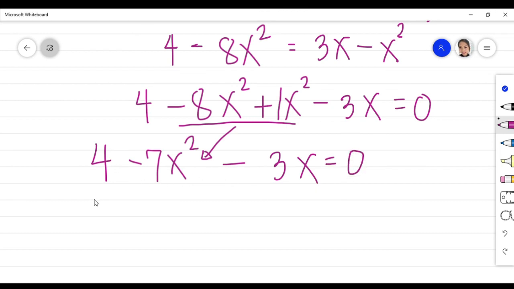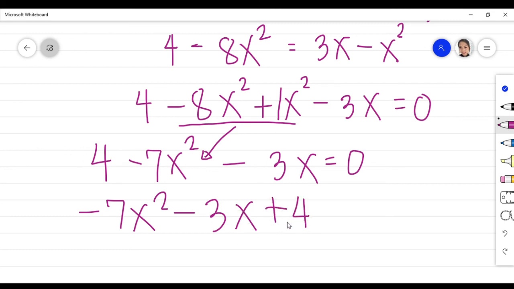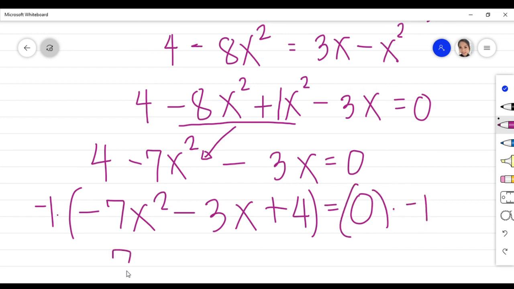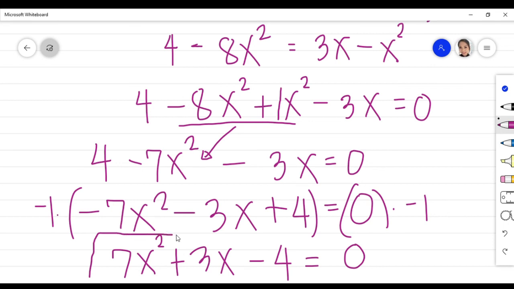So let's arrange it. That is negative 7x squared minus 3x. Then last is the constant, so plus 4. Do not change the sign of 4 because we did not transfer it. Since the leading term is negative, we will multiply by negative 1 on both sides. So we have here 7x squared plus 3x minus 4 equals 0. So this is the reduced standard form.